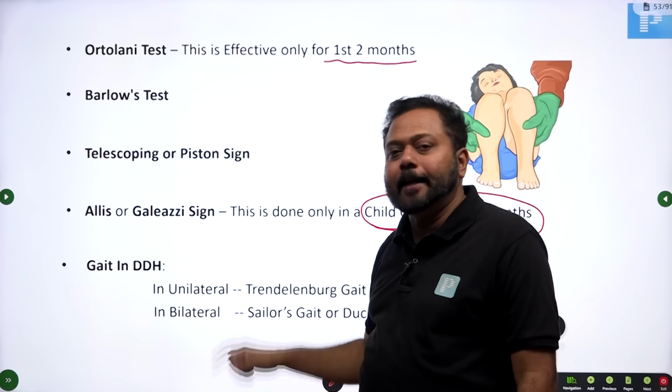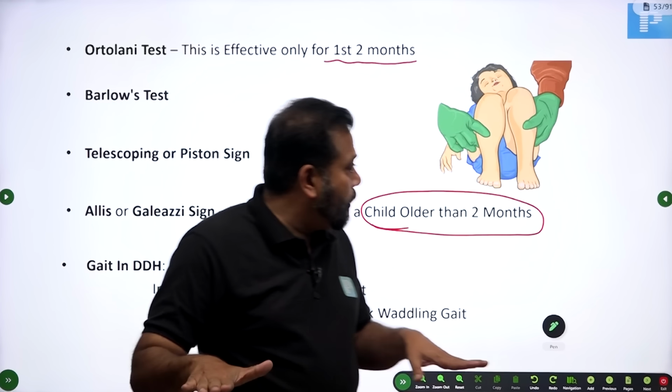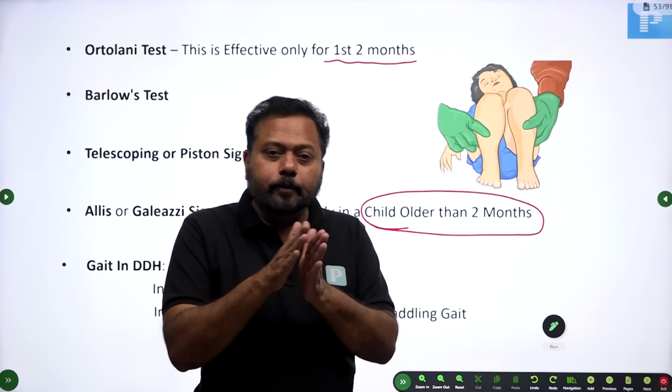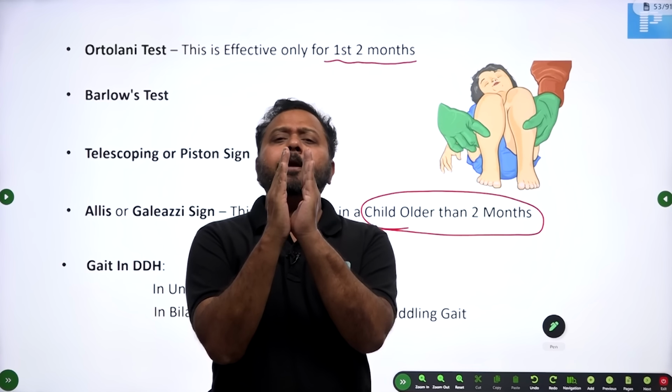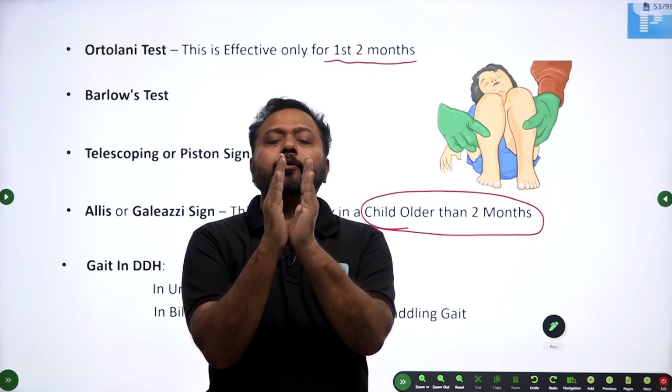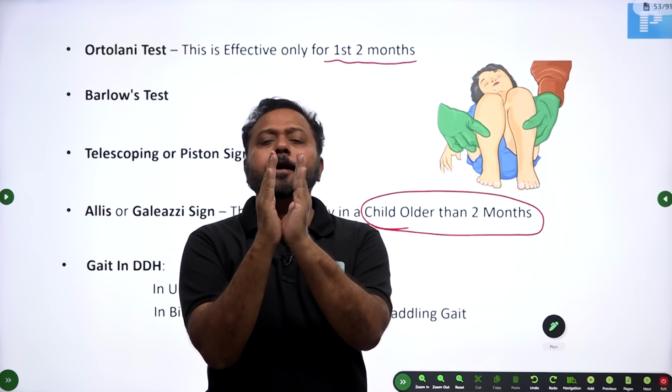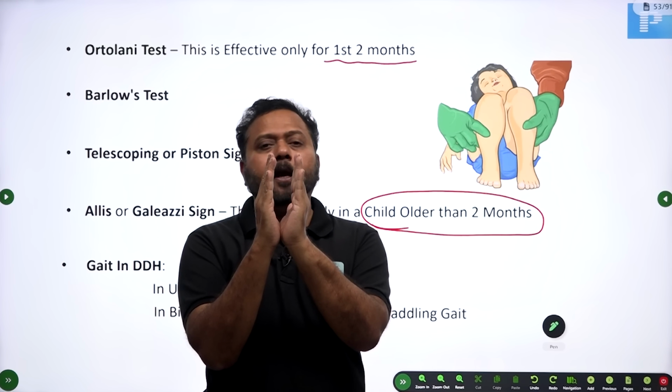Coming to Ali's test or Galeazzi sign, make the baby lie down in a supine position, flex both the hips to 90, flex both the knees to 90. Normally, if it is a normal hip on both sides, the level of the knee joints should be equal on both sides. Okay.